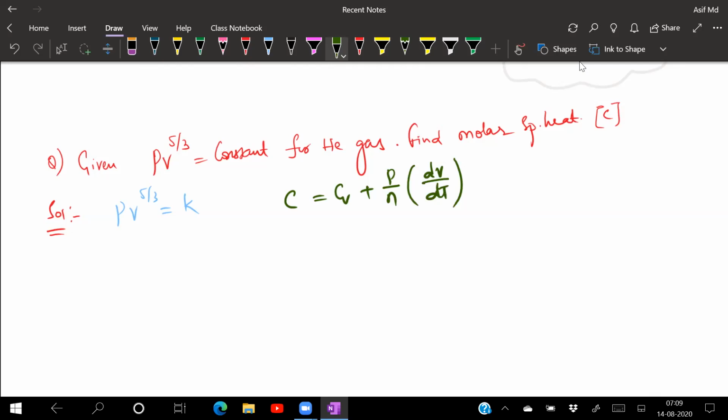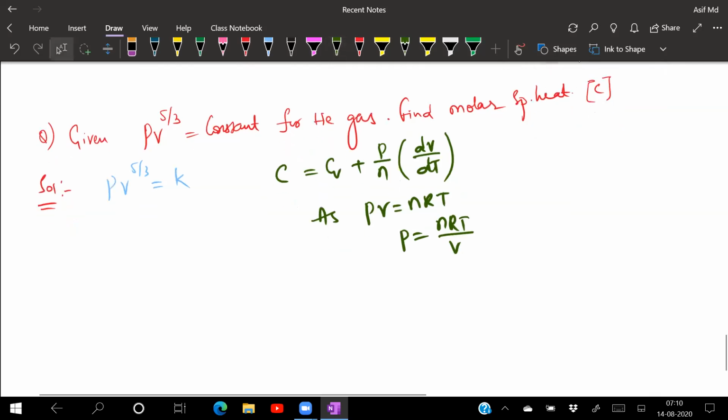Now, as we know the relation for gases, PV is equal to nRT. So P will be equal to nRT by V. Can I write like that? Yes, sir. Why am I writing this? Because we need to write everything in terms of volume, because the differentiation is with respect to temperature.